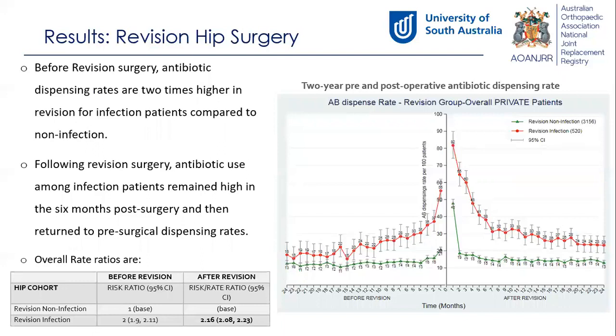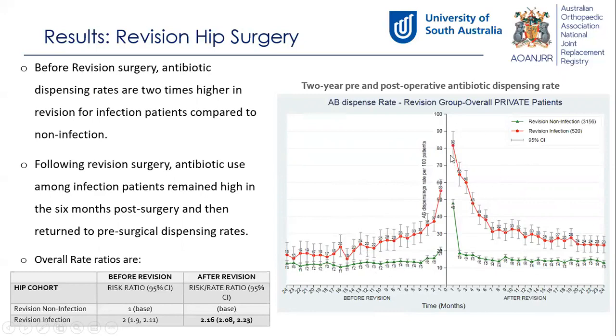And then these are the results for the revision group. So who has revision? These are all the antibiotics dispensing prior to the revision, and these are all the antibiotics dispensing after the revision. You can see there is a clear difference between the infection and non-infection groups. Before revision surgery, the antibiotic dispensing rates are 2 times higher in the revision for infection group compared to the non-infection group. So here are the rate ratios for these 2 groups.